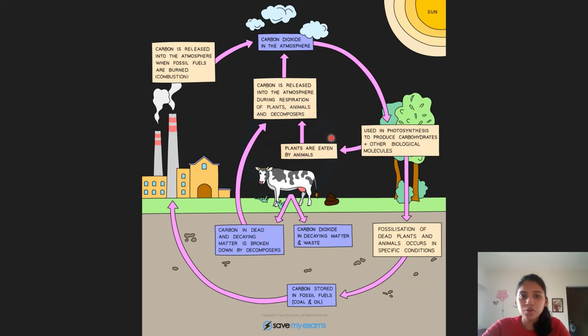So you just have to know these processes and you need to know what removes carbon dioxide from the atmosphere, that is photosynthesis and fossilization, and what adds it back, that is combustion, decomposition, and respiration. Okay.